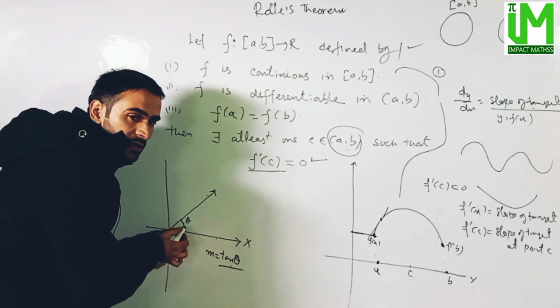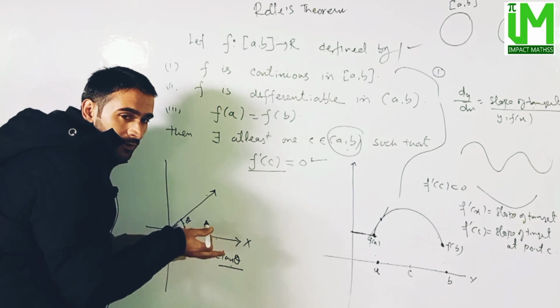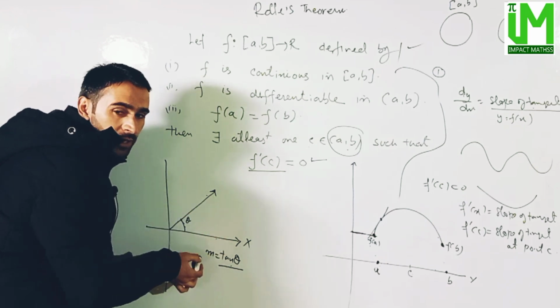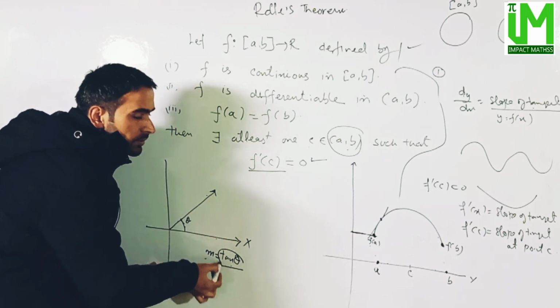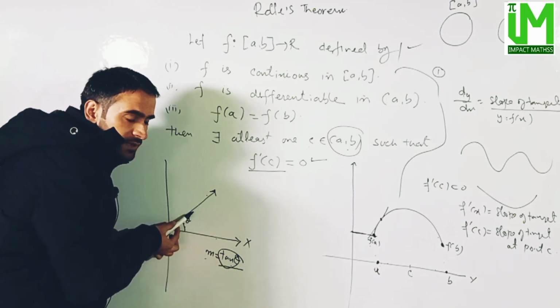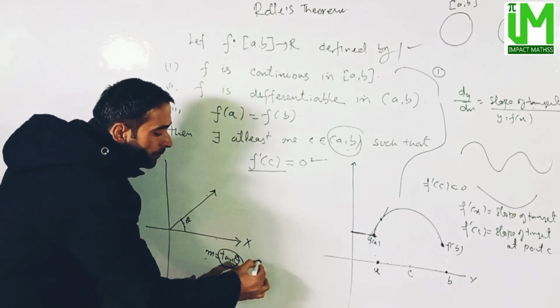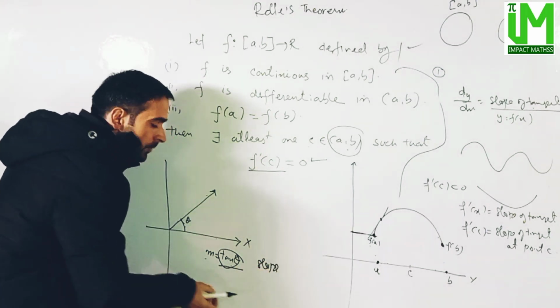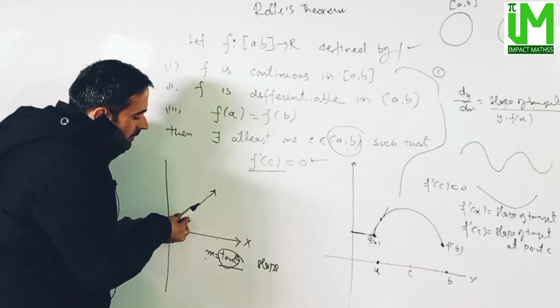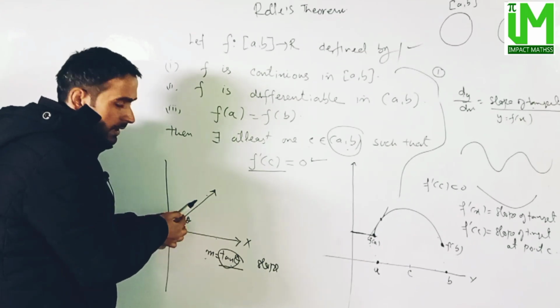That is, the angle this line makes with the x axis, the tangent value of that angle, will be m is equal to tan of theta. Whatever angle the line makes with the positive direction of the x axis, the tangent value of that angle will be called slope. So that is slope.